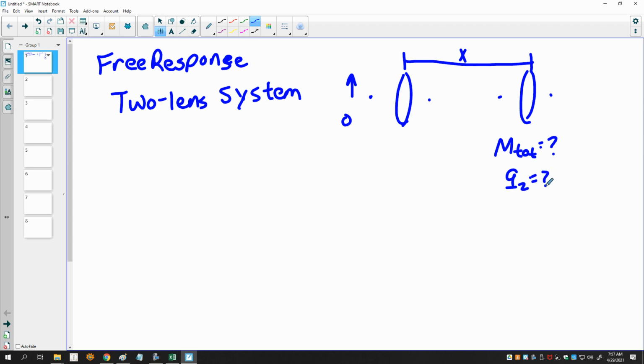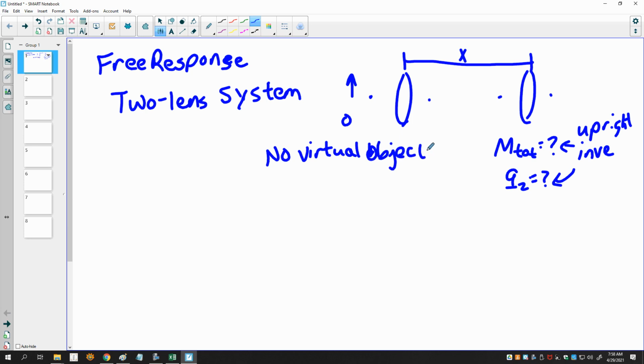I might also ask you to describe the image. Is it upright, inverted, bigger, smaller? Those sorts of things, which are all based on the magnification. Is it virtual or real, which is based on Q. If Q is positive, it's a real image. So be able to work through that two-lens system. I will not have you deal with a virtual object. We did that in lab, but I'm not going to make you do that in class.